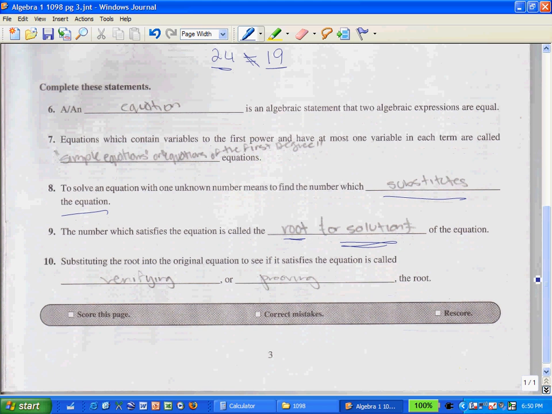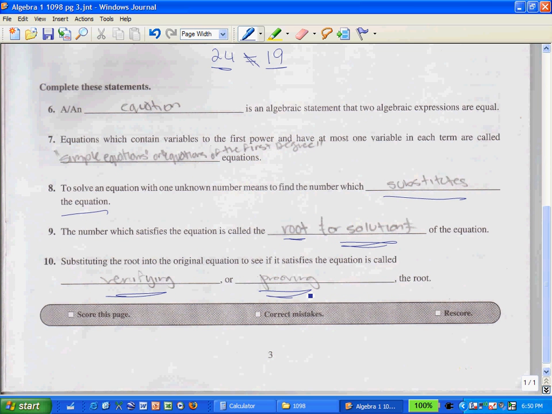Substituting the root into the original equation, which is what we were doing right now, to see if it satisfies the equation, is called verifying. What we're doing right now is verifying. They gave us the answer. In other words, they told us what x equals, and we were grabbing what x equals, plugging it back into the equation to make sure that it was true or that it was correct. That process is called verifying or proving the root.